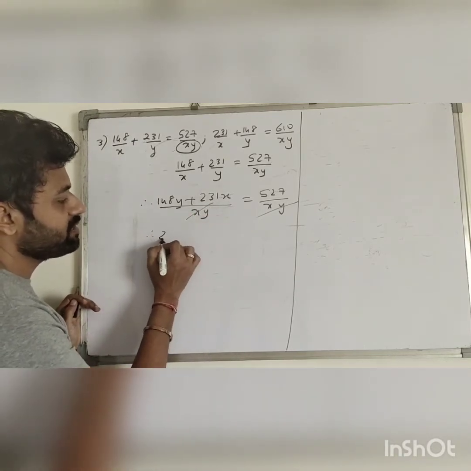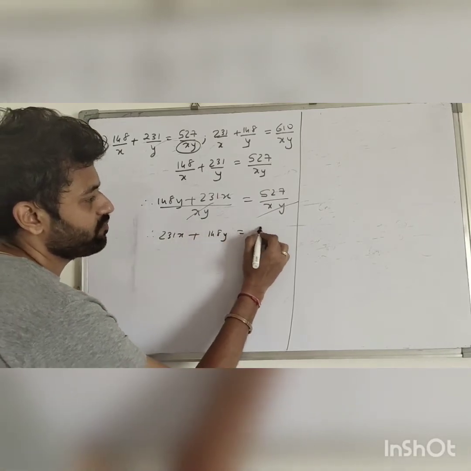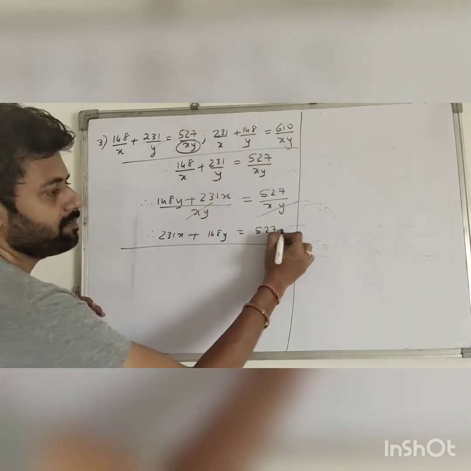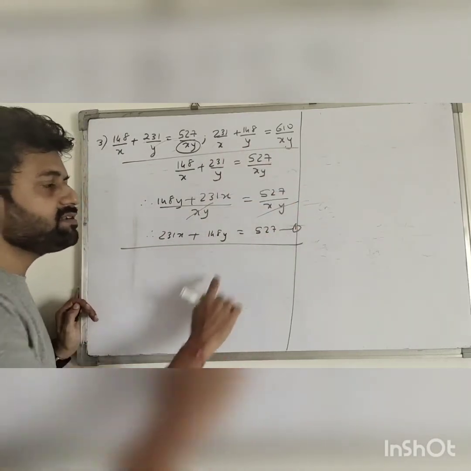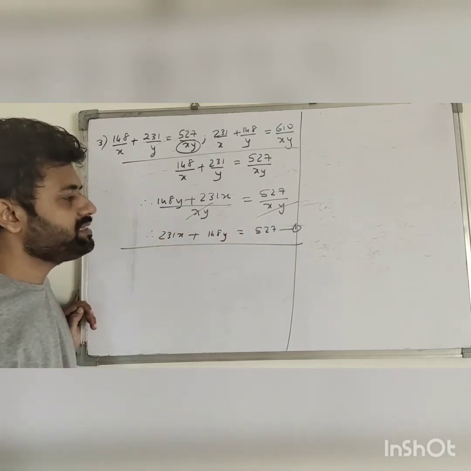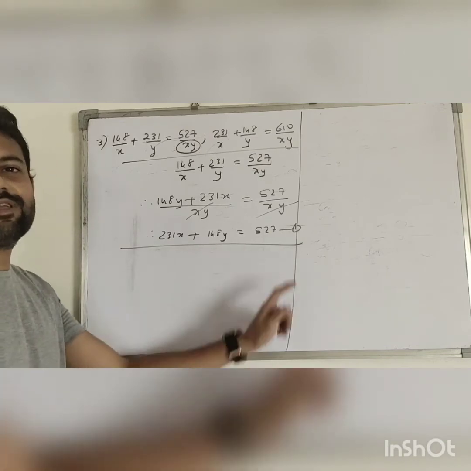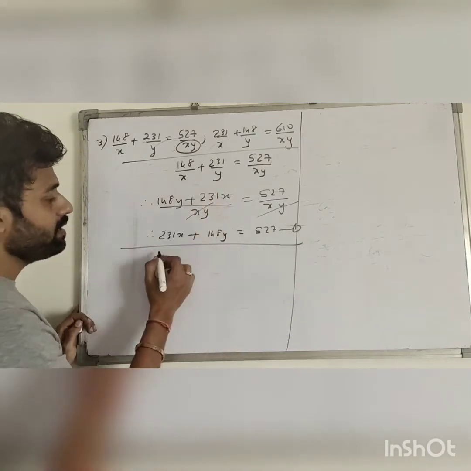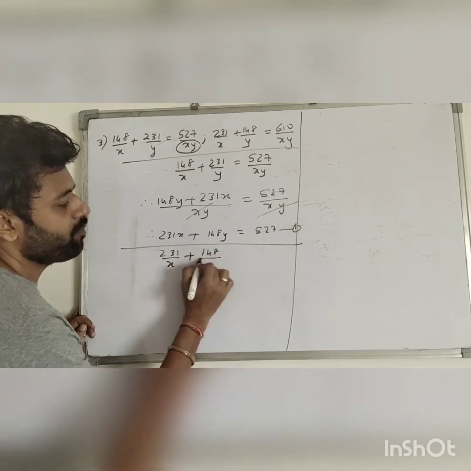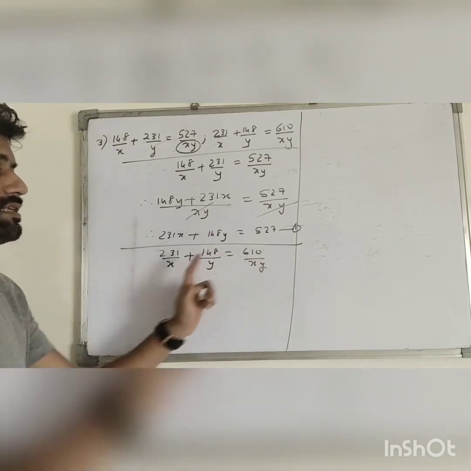I am arranging 231x written first plus 148y is equal to 527. This is the first equation, number 1. Well, it is a very big equation. You can think of dividing it, but there is no common factor by which you can divide it, so you have to keep it as it is. Okay, 231 upon x plus 148 upon y is equal to 610 upon xy. This is the second equation.